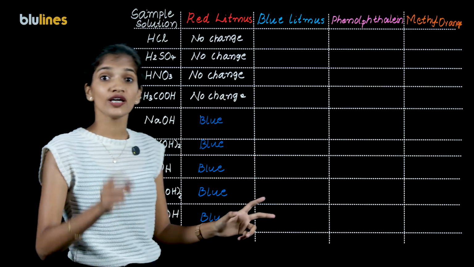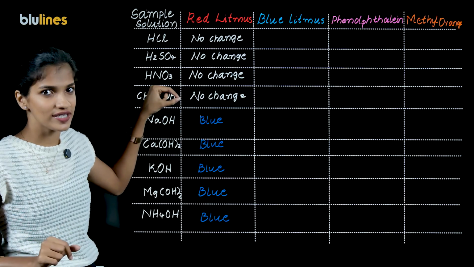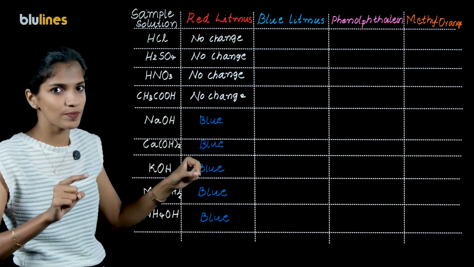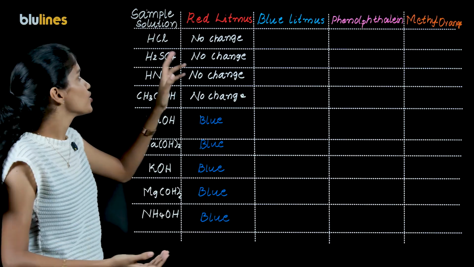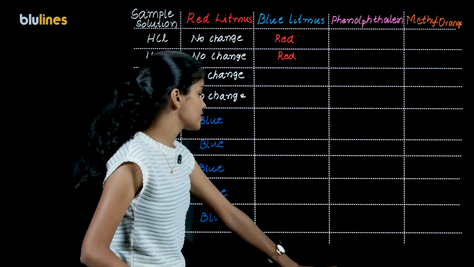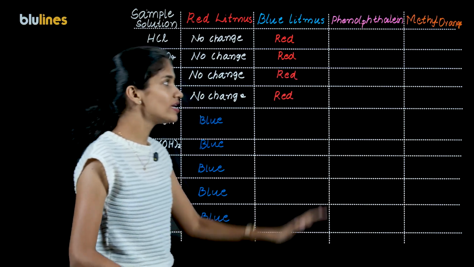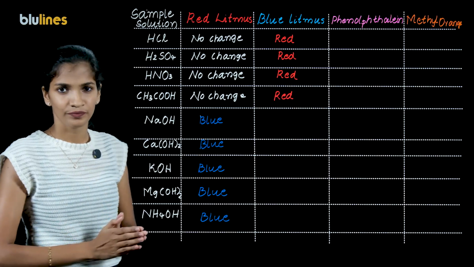Now, we are taking blue litmus paper and we are dipping it in different types of acids. We know that blue colored litmus paper, when dipped in an acid, will turn to red color. So, whether it is hydrochloric acid or sulfuric acid or nitric acid or acetic acid, the blue litmus paper will turn to red color.